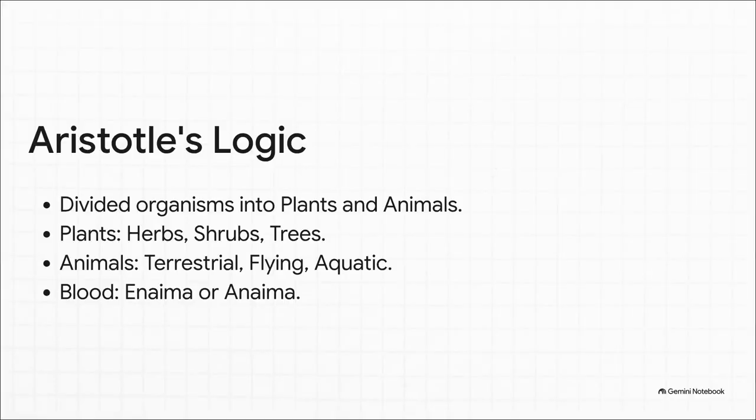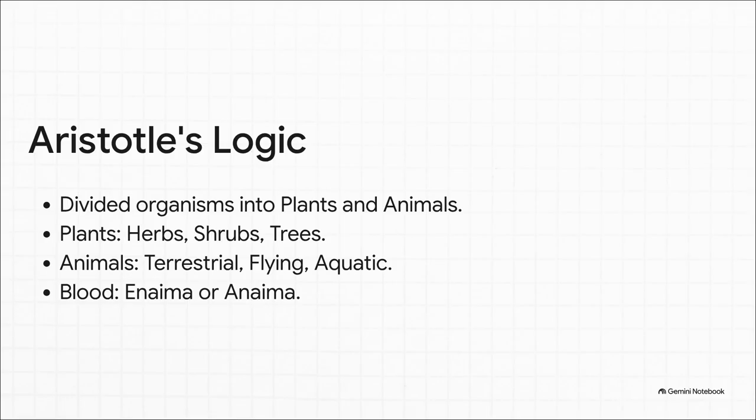So, long before we had high-powered microscopes or DNA sequencing, people just had to use pure logic to categorize life. Take Aristotle, widely known as the father of biology. He essentially looked out his window and logically divided the visible world strictly into two camps: plants and animals. Pretty straightforward, right? For plants, he sorted them by size: small herbs, medium shrubs, and large trees. For animals, he looked at where they lived, so on land, in the air, or in the water.